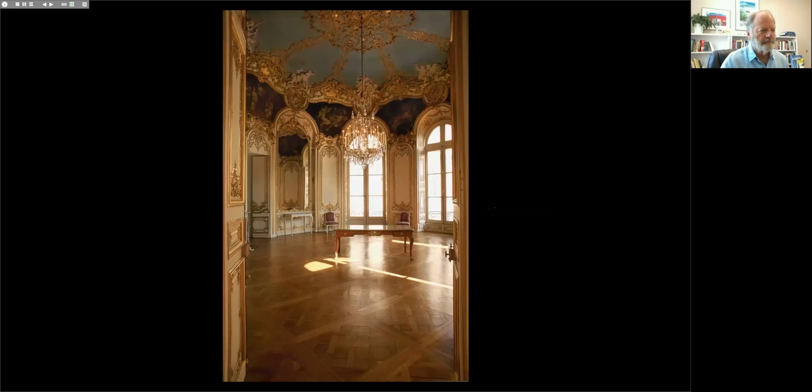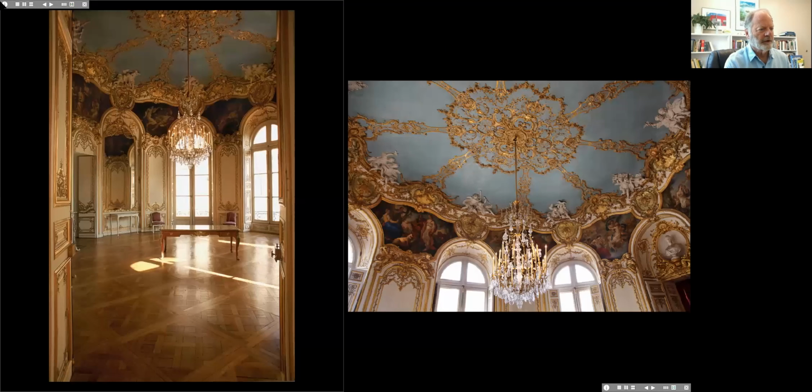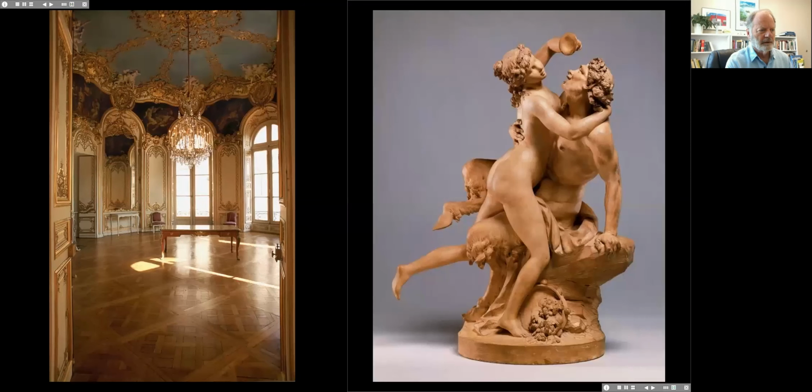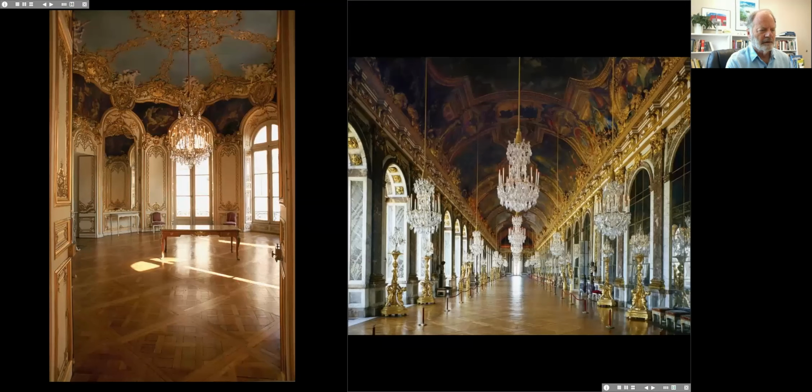We're looking here at the Room of the Princess. This is the work of Boffrand and Natoire. And if we compare it to the Hall of Mirrors, well, we're looking at another interior view. Let's go ahead here. Here's the Hall of Mirrors. You can see we're looking at quite a different kind of architecture.